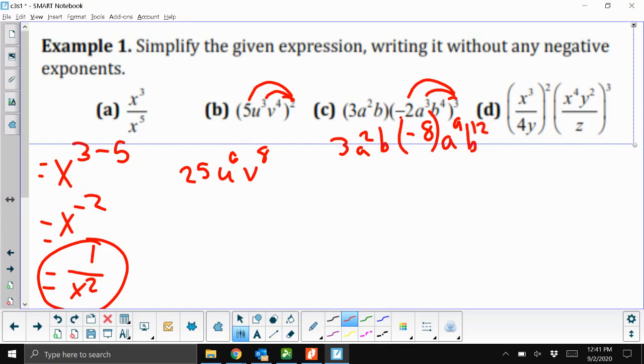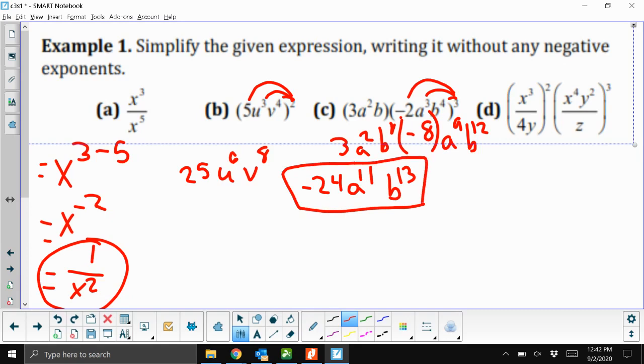So now we need to simplify everything. So I'm going to look at it. Let's take a look at the integers. We got a 3 and a negative 8. So 3 times negative 8 is negative 24. And then we've got our a's, right? So we got to add them up. So 2 plus 9, it's 11. Then we got b. We got 1 b here and 12 of them down here at the end. So 1 plus 12 is 13. So our solution would be negative 24, a to the 11th times b to the 13th power.